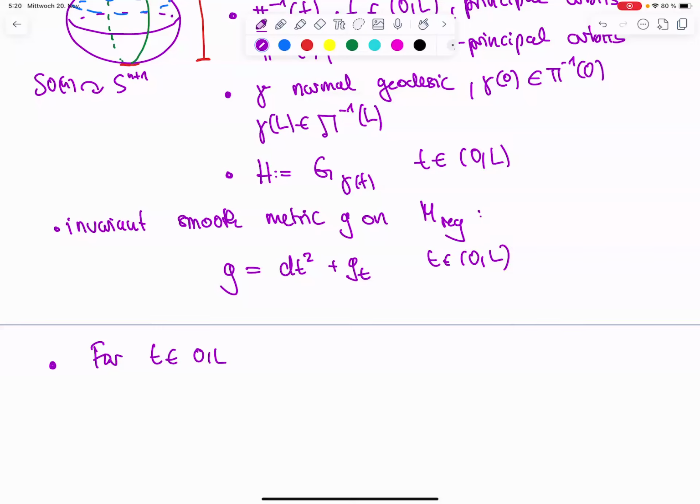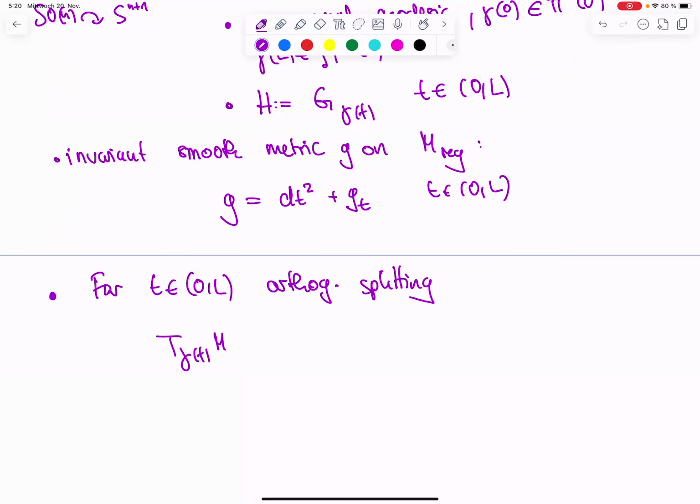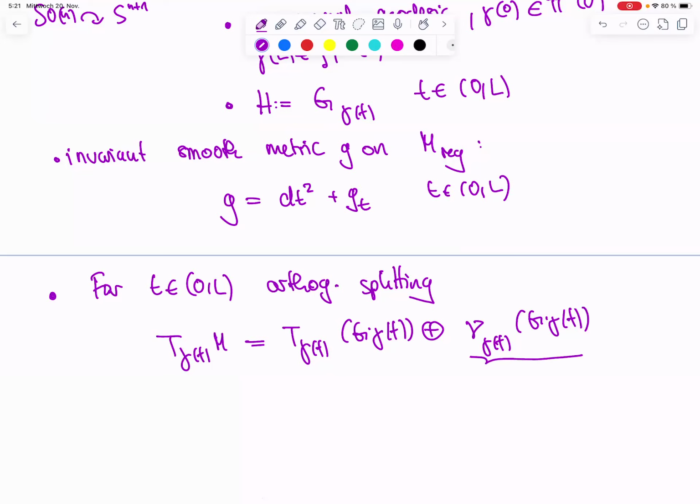For t in the open interval, we have the orthogonal splitting of the tangent space into the tangent space of the orbit plus the normal space, and this normal space is spanned by gamma dot t, so it is one-dimensional.